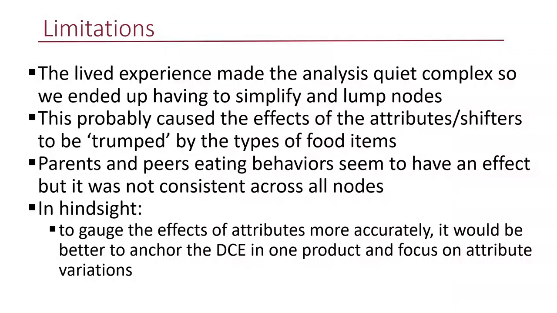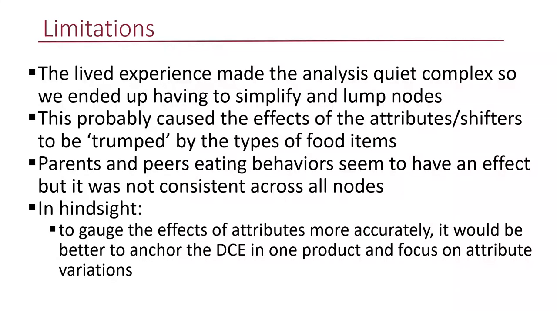And whether within this data set or in future research, we can manage to identify stronger results is still to be seen. As I said, because of the heavy focus on contextualizing and making this experiment context specific, the effects of attributes and shifters were sort of trumped by the types of food items, which in itself is interesting in that these poor children were actually focusing mostly on the food items per se. That's probably part of the realism of the experiment.